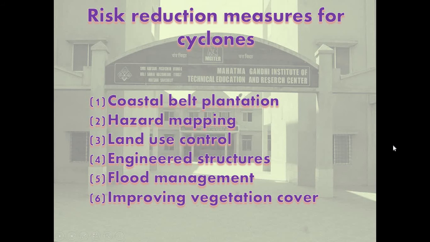Okay. Now, what are the possible risk reduction measures for cyclones? First is coastal belt plantations. Green belt plantations along the coastline, as scientific intervening patterns, can reduce the effect of the hazard. Providing a cover through green belt sustains less damage. Forests act as a wide buffer zone against strong winds and flash floods.